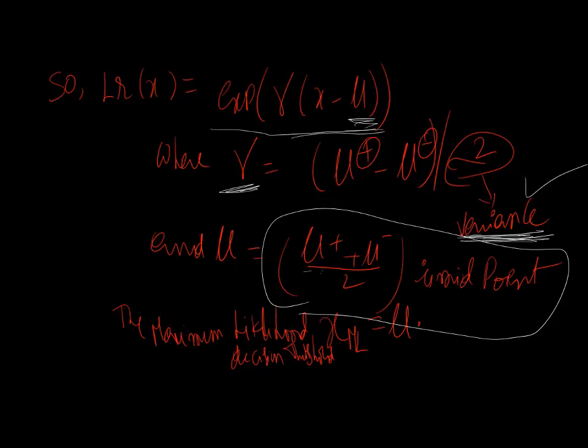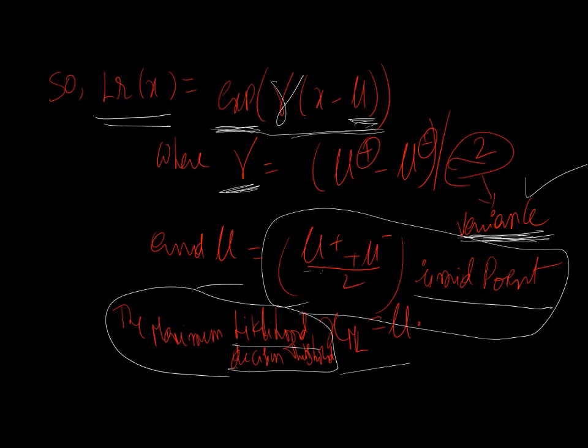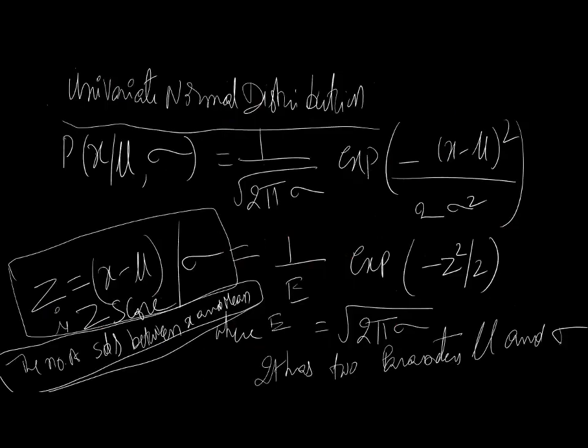So we can write LR of x is equal to exp of rho into x minus mu, where rho is equal to mu positive minus mu negative by rho square, where rho square is the variance, and mu is equal to mu positive plus mu negative by 2, the midpoint of the two means of the classes. So the maximum likelihood decision threshold is nothing but mu, right?